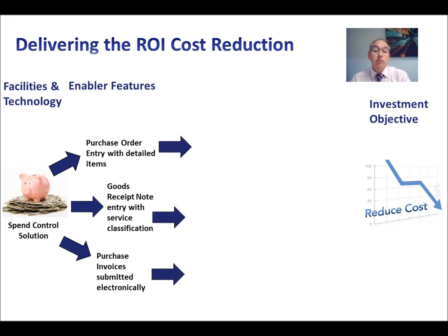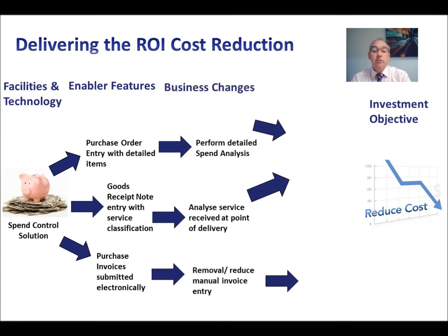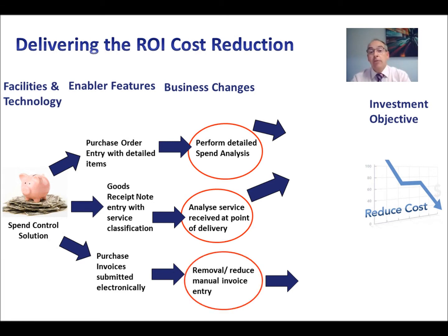Now if you recall from the diagram, these lead through to business changes. The first one is the ability to analyse spend in a way that we couldn't do with purchase invoice entry only. We've got detailed analysis at line item. The second one is around what is the quality of service we receive from each of our suppliers. And the third one enables us to get away from manually entering invoices into the system. Now that's got to be a reduction in time spent by accounts payable so they can focus on more value-add work.